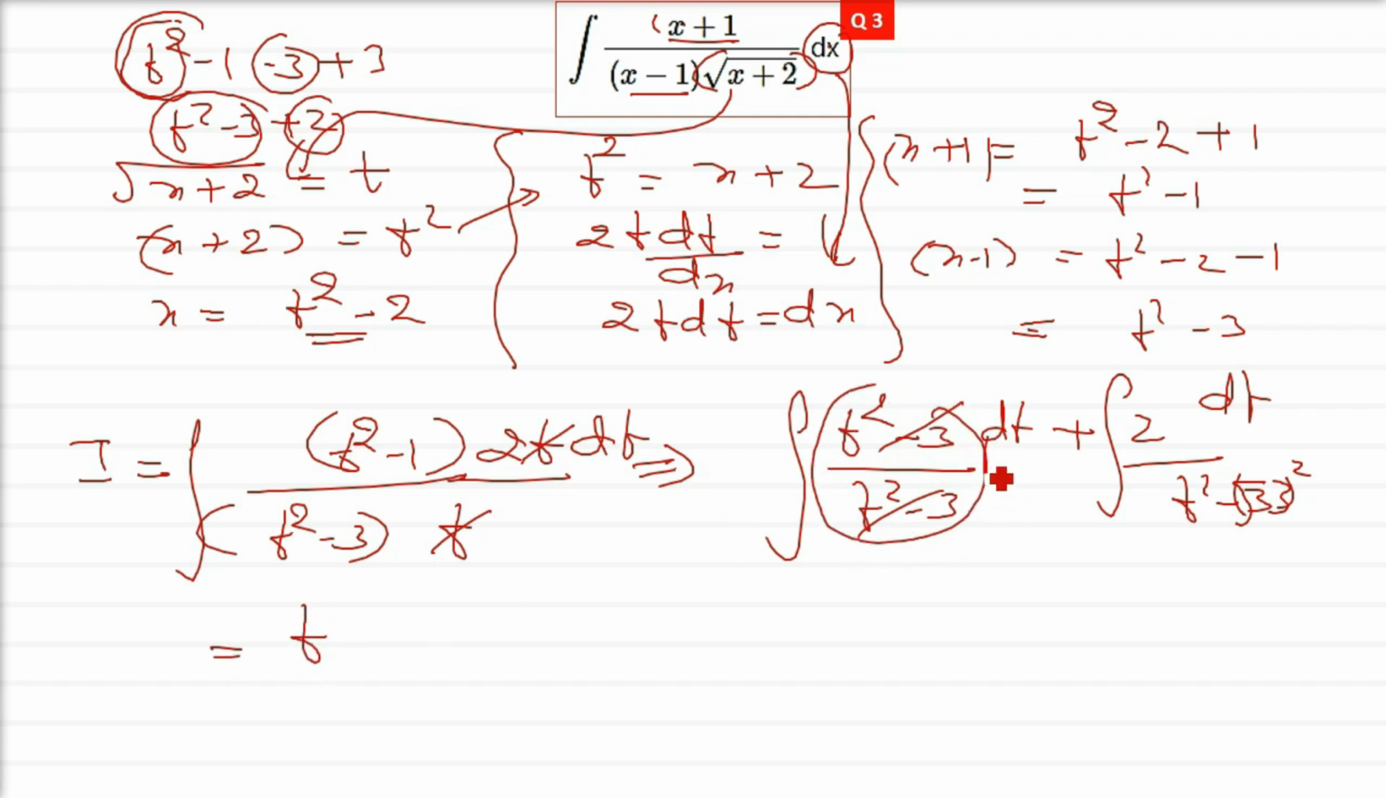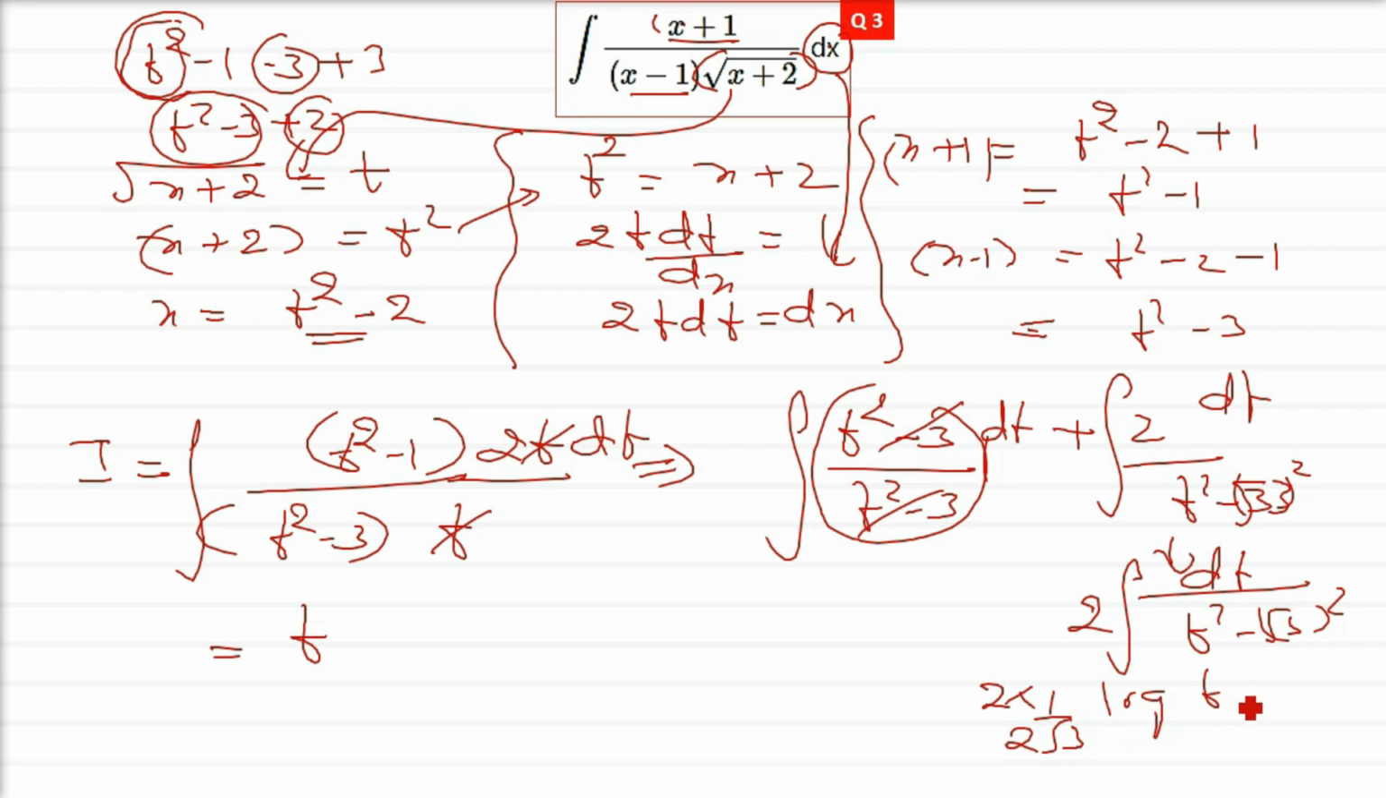So this is integration of t. 2 is also there. I've missed writing it, but 2 is also there because 2 will be multiplied with both the terms. The second term, 2 dt divided by t square minus root 3 whole square. It is x square minus a square integration. So 2 into 1 by 2 root 3. It will give you log t minus root 3 by t plus root 3. 1 by 2a log x minus a by x plus a is the result.